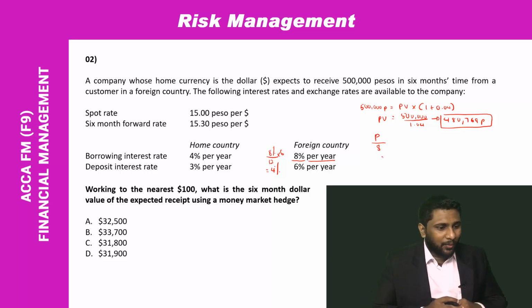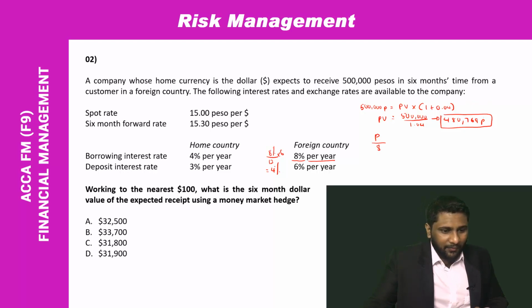So what they are telling is, I have 480,769 pesos. If I divide that 480,769 pesos by some dollar value, I should get an answer of how much? 15. I should get an answer of 15. So let's find out how much is the dollar value that I am going to get today: 480,769 pesos divided by 15.